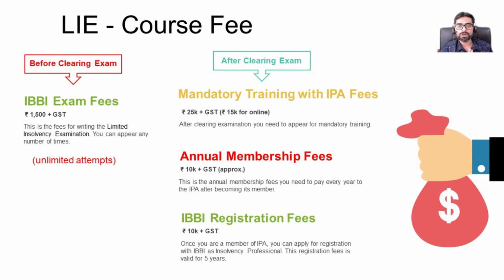So let us now talk about the course fee. If you compare with the qualification you are getting under this limited insolvency examination, the fee is pretty less. It's just 1500 for appearing in the examination, and you can go for any number of attempts. Once you crack the examination, only then you would have to approach the IPA for the mandatory training and the annual membership of the IPA. Once you become a member, then you have to pay 10,000 to IBBI for the registration fee, which is valid for 5 years. So 50,000 you will have to incur in total to become an insolvency professional.